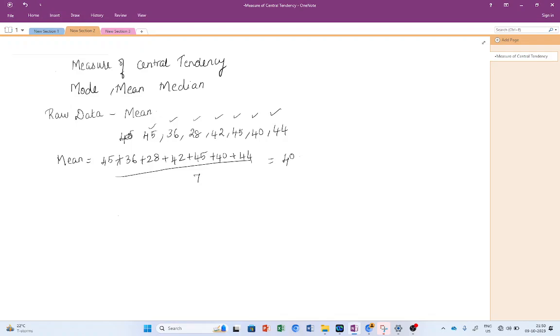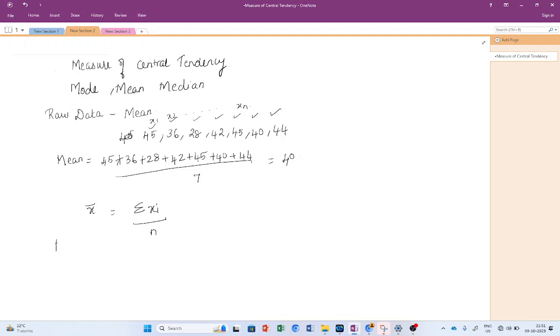When I write the general form, mean is always denoted by x bar. These are your x values. Suppose I take them as x1, x2, etc., xn. Then I can write x bar, that is the mean, as the summation of all xi's divided by n. N is nothing but the number of terms. So for raw data, this is how you find the mean: sum all the terms and divide by the number of terms.